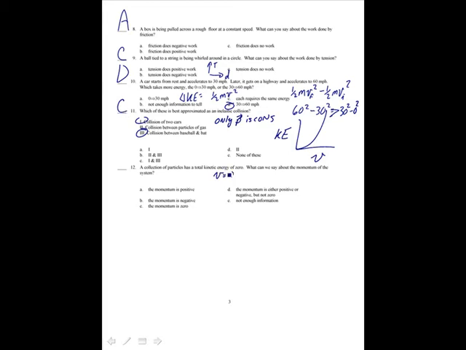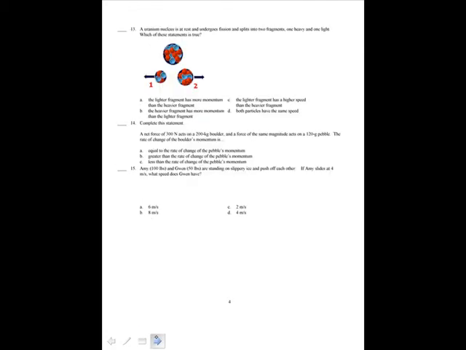Collection of particles has a total kinetic energy of 0. That means that their speed is 0. What can we say about the momentum? Well, if the speed is 0, it means the momentum is 0, so that's C.